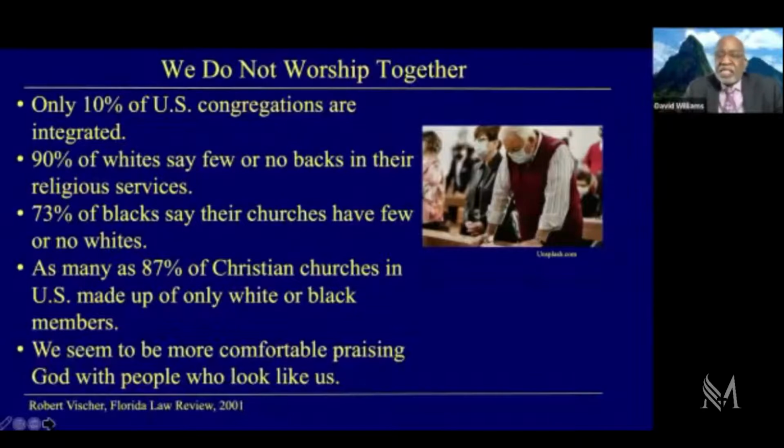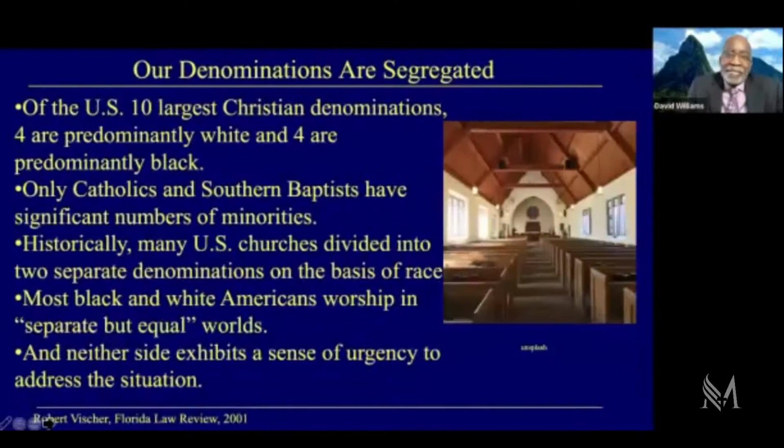As many as 87% of Christian churches in the US are made up of only white or only black members. We seem to be comfortable praising God with people who look like us. Our denominations are segregated. Of the US 10 largest Christian denominations, 4 are predominantly white and 4 are predominantly black. Only Catholics and Southern Baptists have significant numbers of minorities. Historically, many US churches divided into 2 separate denominations based on race. That happened a long time ago.